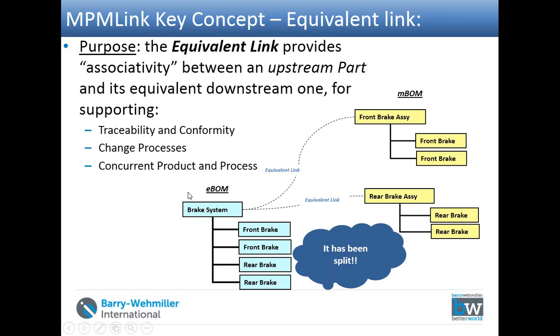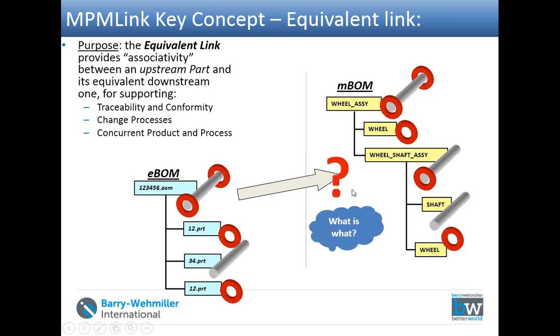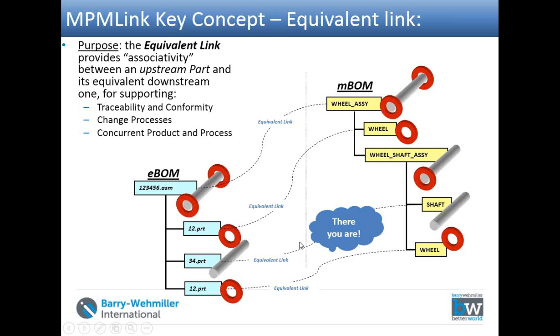Now the engineering BOM says brake assembly, but in the manufacturing BOM, it says he has split that brake system into two assemblies, that is the rear and the front assembly. And the purpose here is the same: the engineering BOM has different nomenclature in the manufacturing. So we cannot say which part reflects the engineering part of that upstream part. If we have this equivalent link, the manufacturing engineer can have the traceability between the engineering part and the manufacturing part.